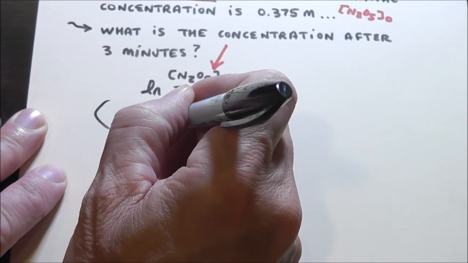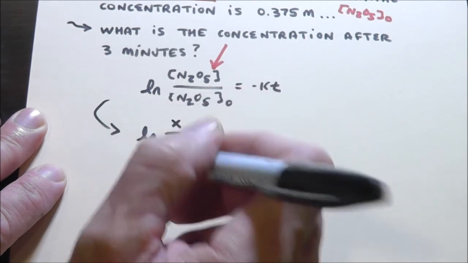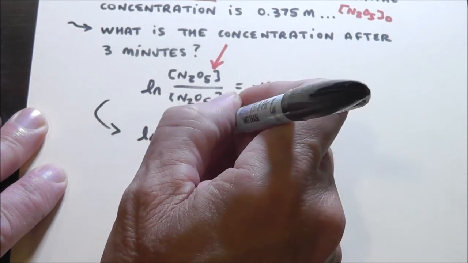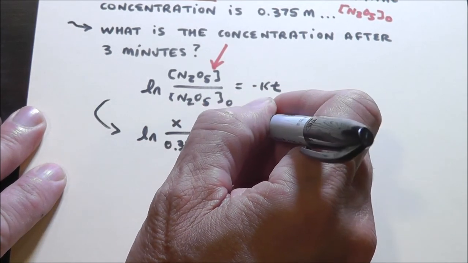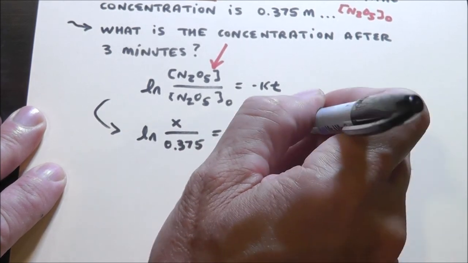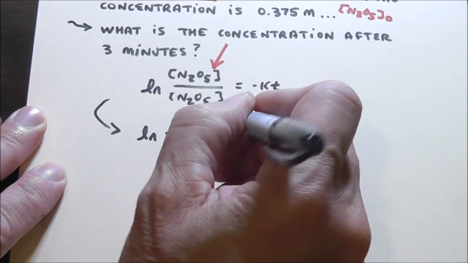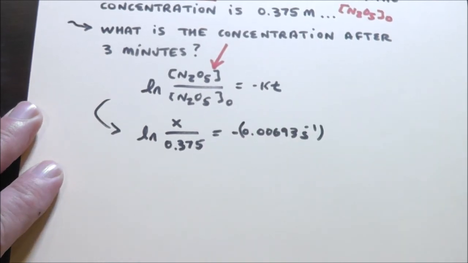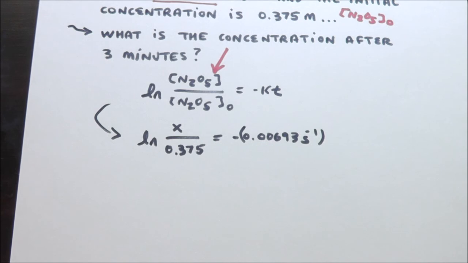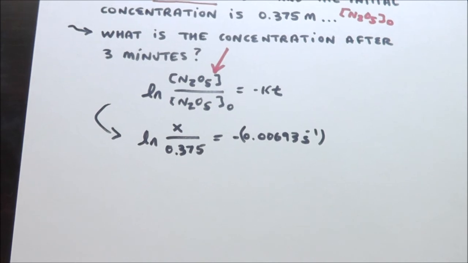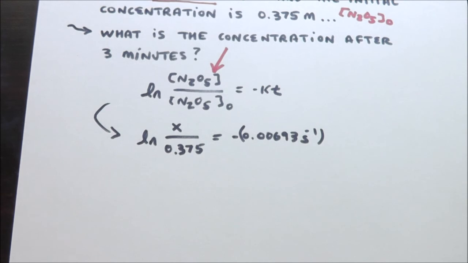Natural log of x, because I don't know it, divided by 0.375 equals minus 0.00693 inverse seconds times 3 minutes. Now, let me say this. Here's something that's just waiting to rear its ugly head at you. If you don't have that in units that are complementary with the rate constant, then you're going to jack it up.